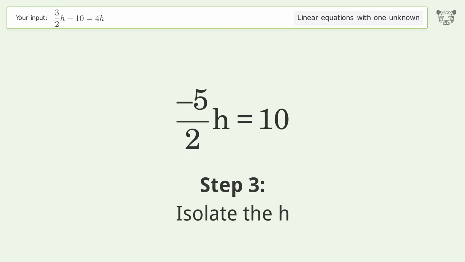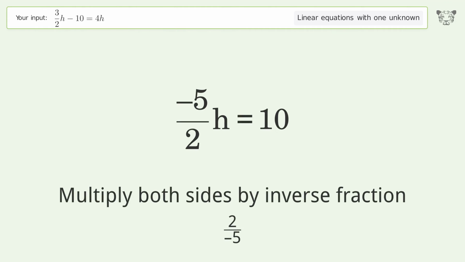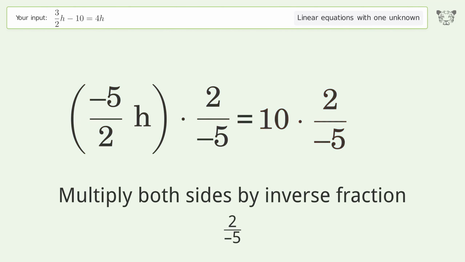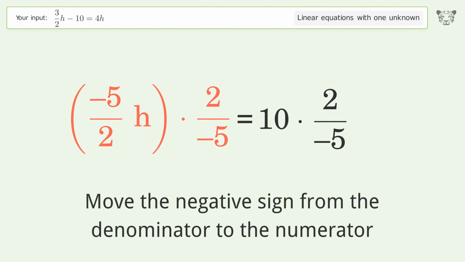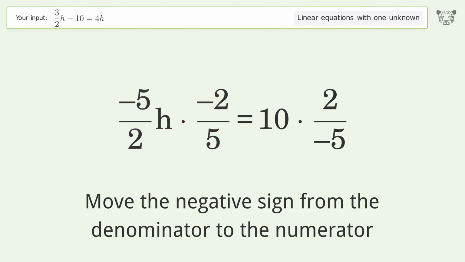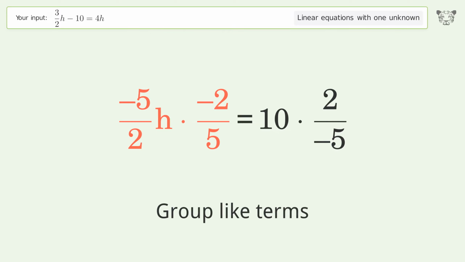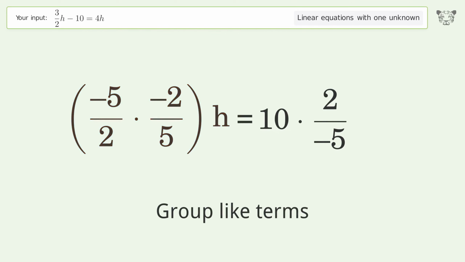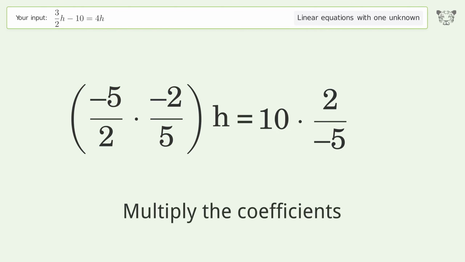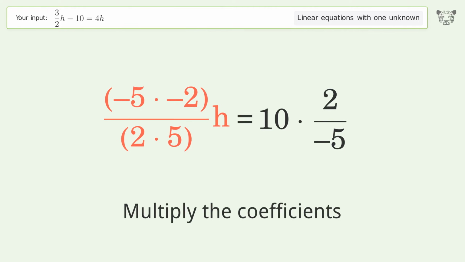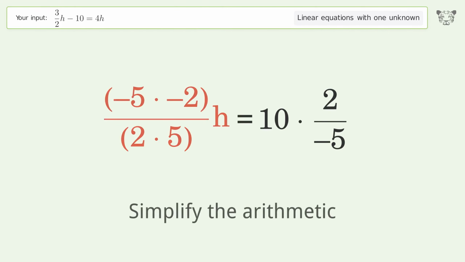Isolate the h. Multiply both sides by inverse fraction 2/5. Move the negative sign from the denominator to the numerator. Group like terms. Multiply the coefficients. Simplify the arithmetic.